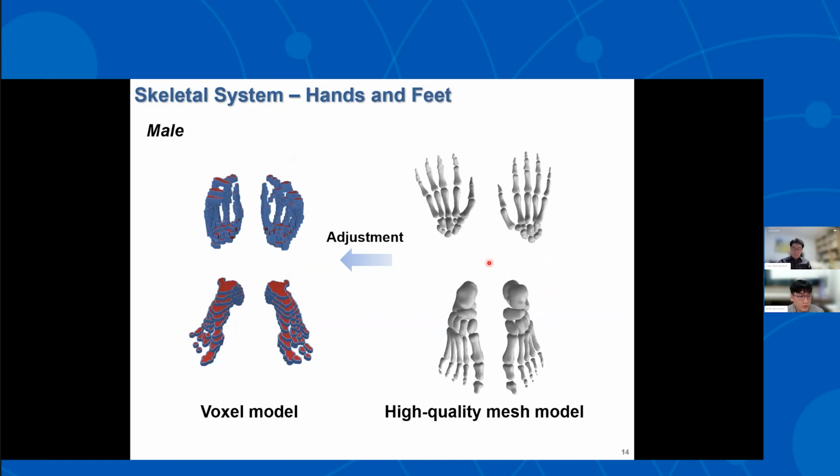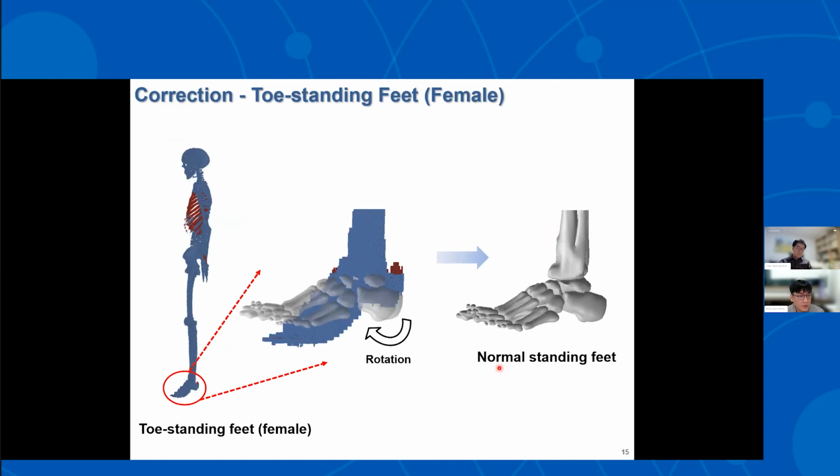The same approach was applied for the hands and the feet as well. During the adjustment, we found that the female phantom shows a toe-standing feet shape, so we simply rotated the feet bones to the normal standing posture.